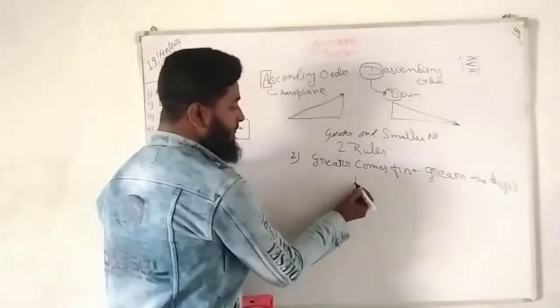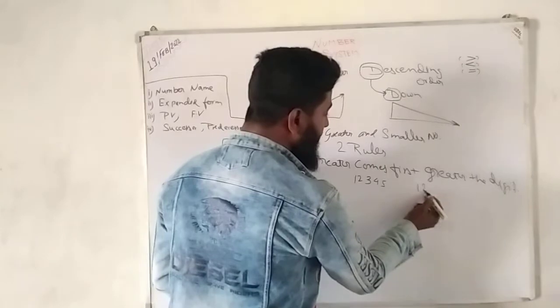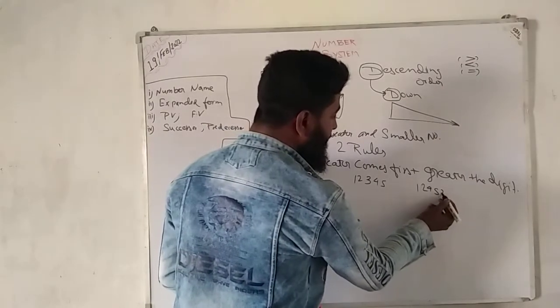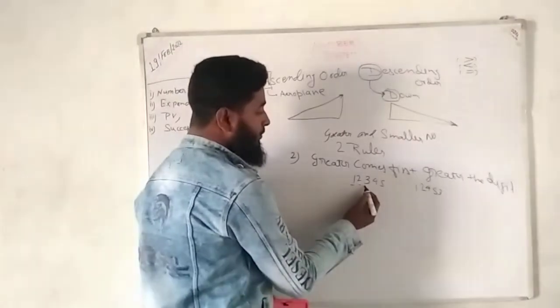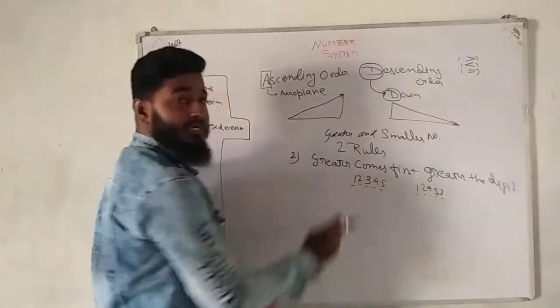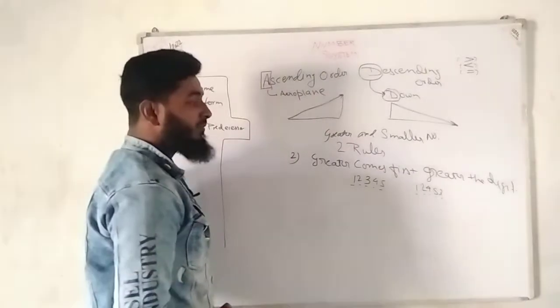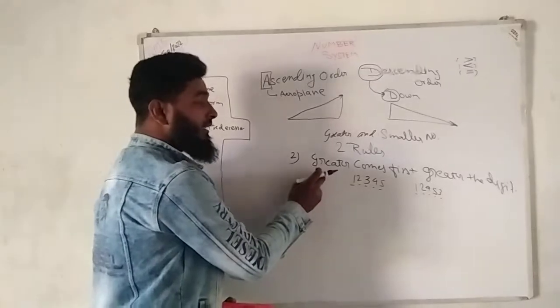So if it is 1 2 3 4 5, and now it is 1 2 4 5 3, which one is greater? Count the digits. The digits are 1 2 3 4 5, and 1 2 3 4 5. Here it is 5, here it is 5. Both numbers have the same number of digits, so you cannot use the first rule here. Now you use the second rule. What is the second rule? The greater number comes first.